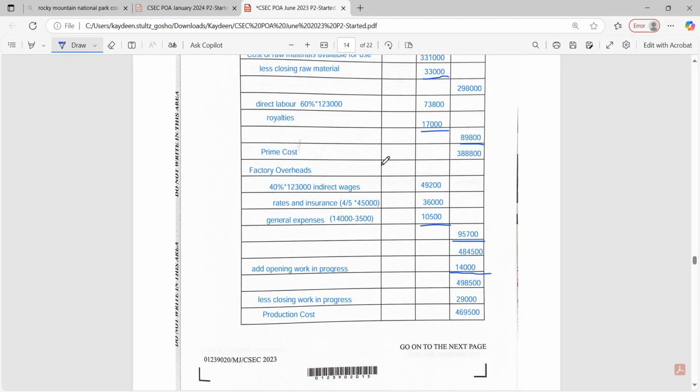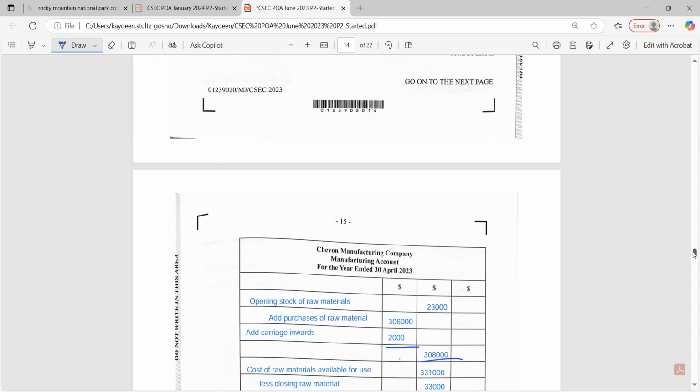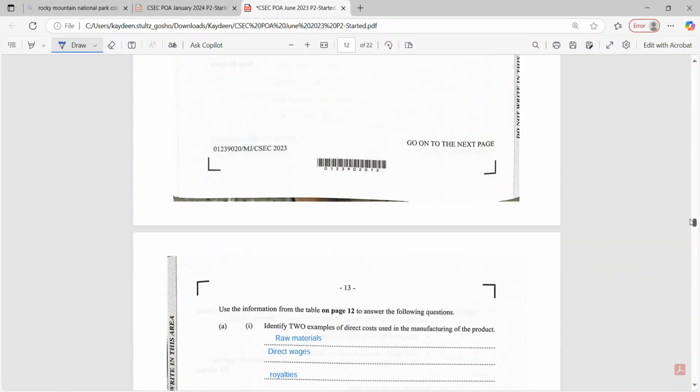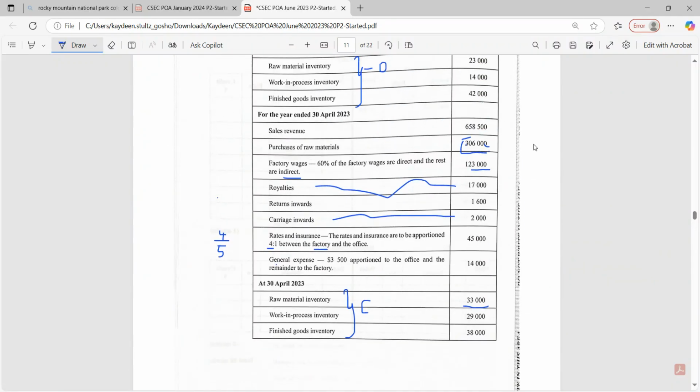Now we're going to find our factory overheads. And we would have answered a question previously that asked us what are our factory overheads, and we said that it was indirect wages, rates and insurance, and general expenses. But they also gave us some notes on these items. So let's look for the notes on them. So firstly, they said that factory wages, indirect expenses would be the 40%, since 60% of it is direct, so the rest must be indirect.